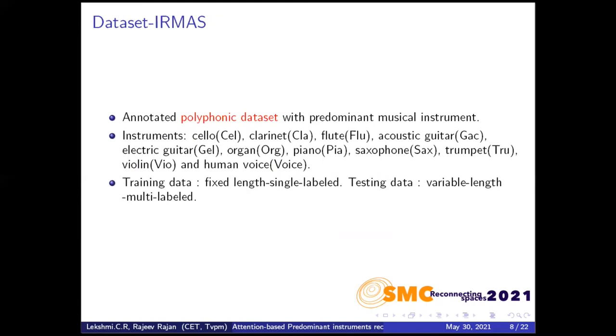IRMAS dataset is selected for the proposed task. It has separate training and testing data with 11 instruments. The training data is of fixed length and is single labeled. On the other hand, the testing data is of variable length and is multi-labeled.